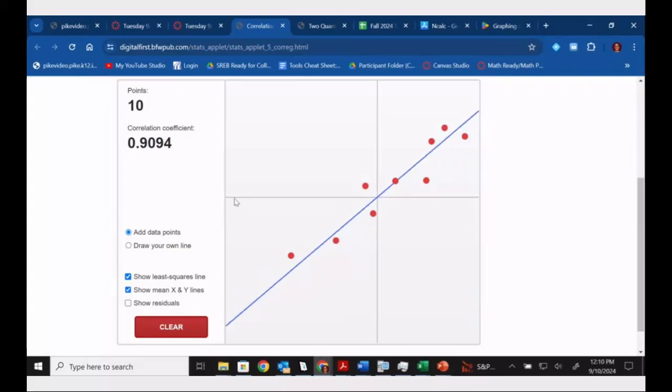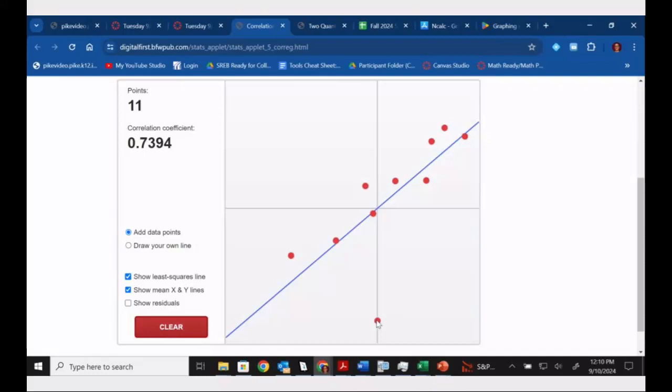If I take that point away and I add a point over here, my mean X, mean Y is shifting, but it's still intersecting. All three of these lines, mean X, mean Y, and my least squares, are all intersecting at a single point. The mean X, mean Y, this point right here, draw this on here. That ordered pair would be the mean of X and the mean of Y.